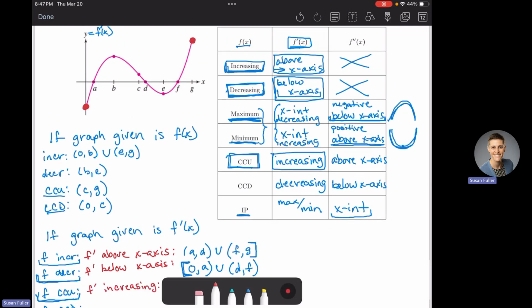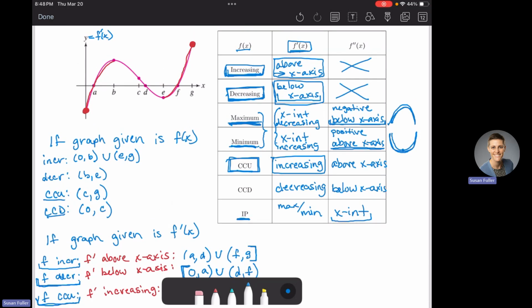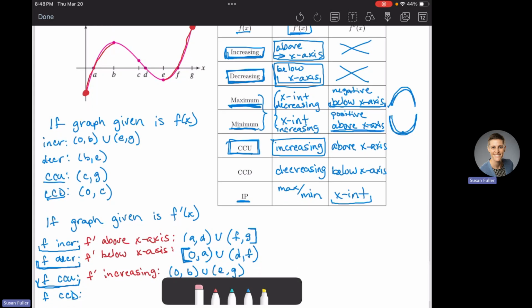Okay, so I'm going to come back up here and say, where is this graph increasing? Well, we did this before. It goes from here to here and from here to here. So that's going to be from 0 to B, unioning that with E to G. And I'm just not going to include my endpoints because I don't have anything on the other side, so I can't tell whether we're actually increasing or decreasing there. Technically, my two-sided slope wouldn't exist, so we're just going to ignore the endpoints there.